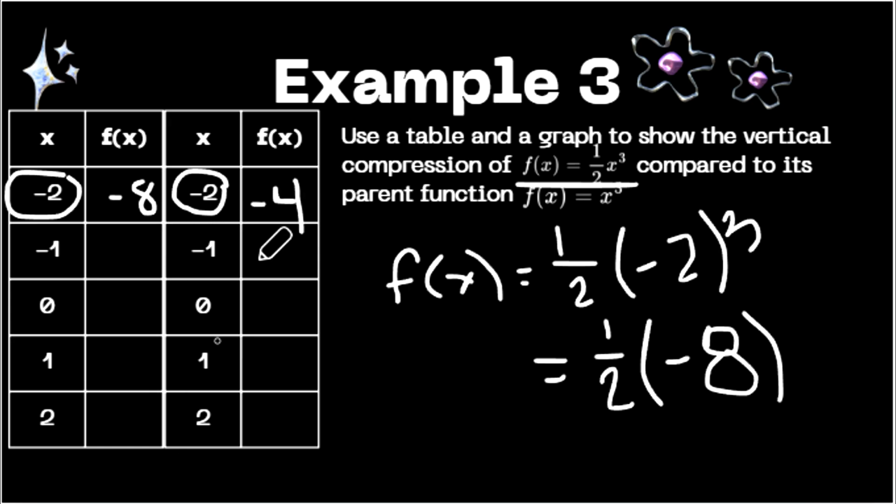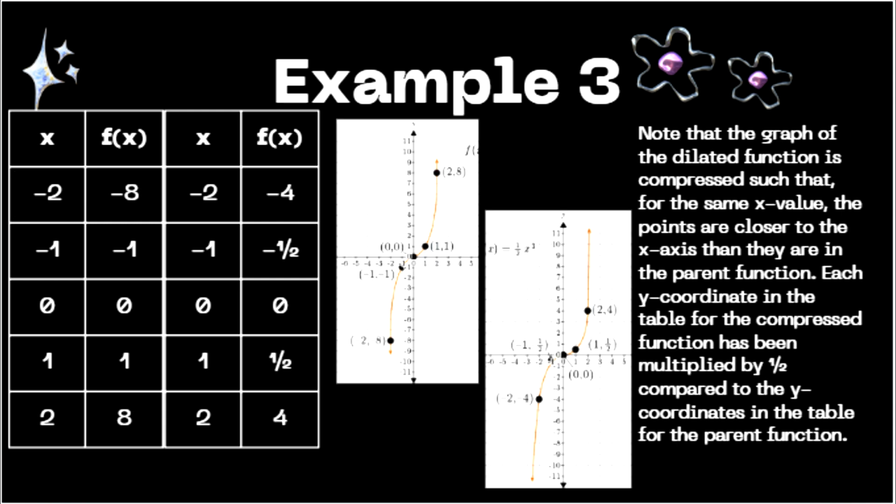You would continue this process down for both tables to get all of your values. Here's all of your values. You would plot these as coordinate points, and you would get these graphs. Note that the graph of the dilated function, this is the original, this is the dilation. You can see that this one is fatter. It got sat on, it got squashed, okay?